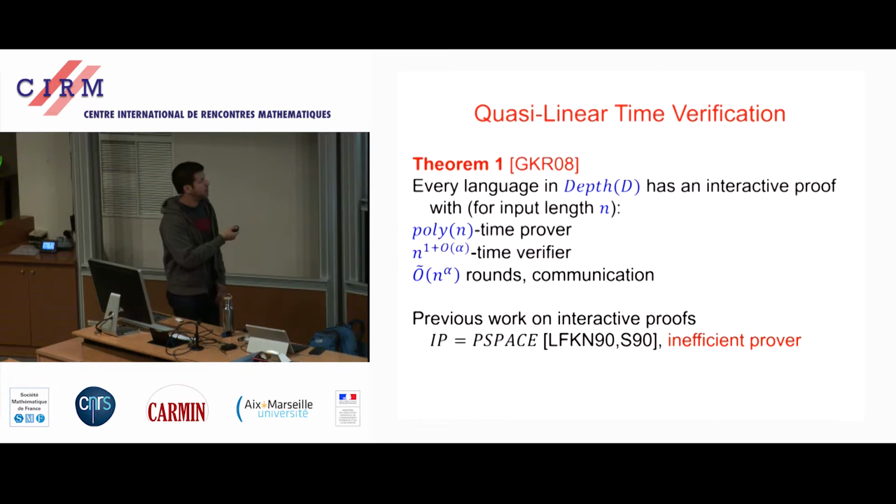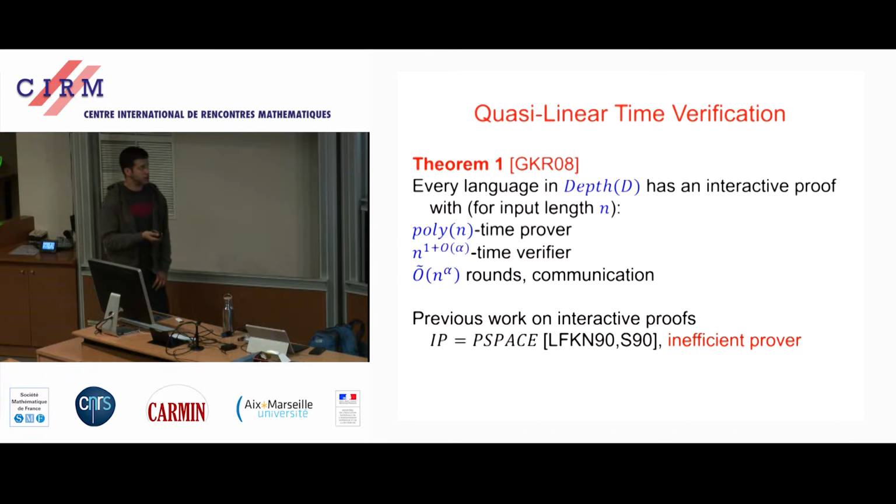So in particular, the IP equals PSPACE theorem is tight in terms of the verification time. So it tells us tightly what the verification time needs to be. It's also tight in terms of the communication. It isn't tight in the, it's very inefficient. It's exponentially inefficient as far as we know in the running time of the honest prover. And as we'll see, it's also very inefficient in terms of the number of rounds.